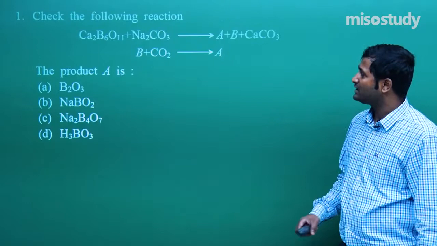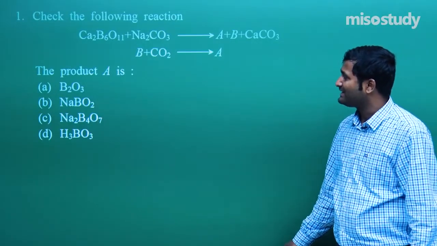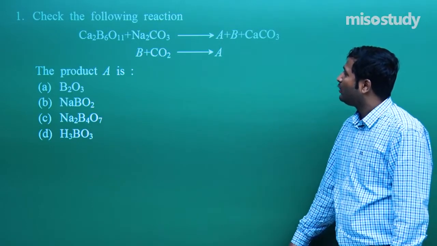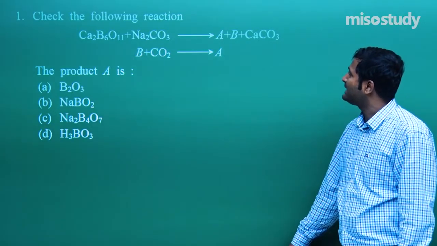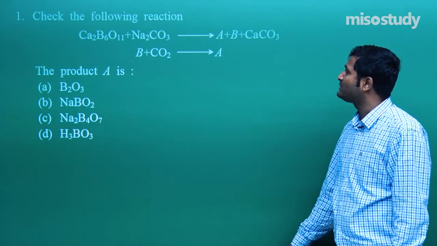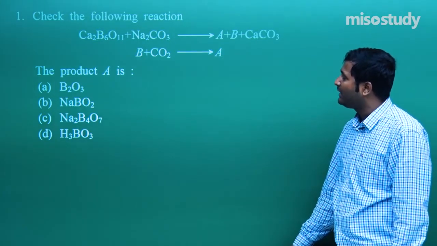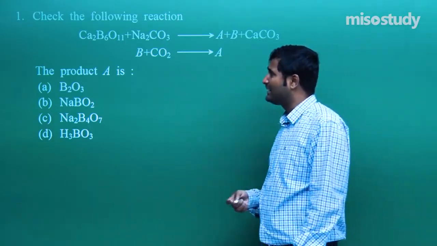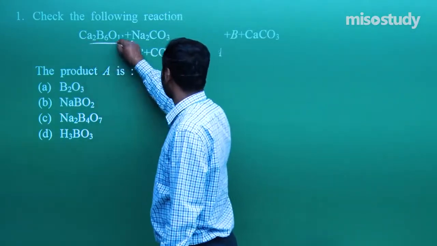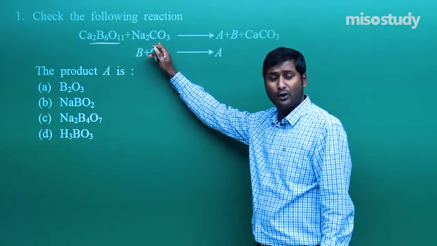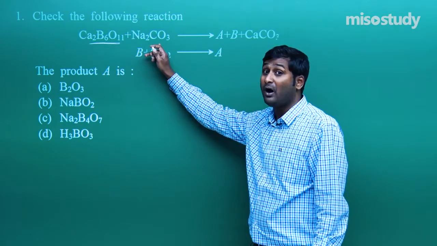My first question is, check the following reaction: Ca2B6O11 plus Na2CO3 gives you A plus B plus CaCO3. And B plus CO2 gives you A. Then the product A is, tell me what is the answer. First of all, we have to complete the reaction. This is colemanite when treated with Na2CO3. This is one of the most important methods for the preparation of borax.